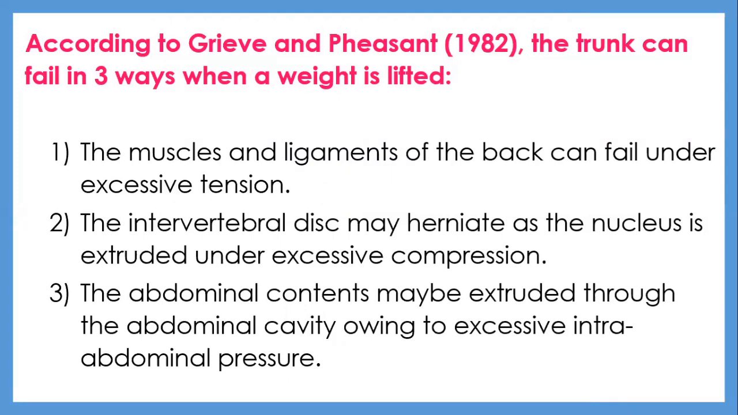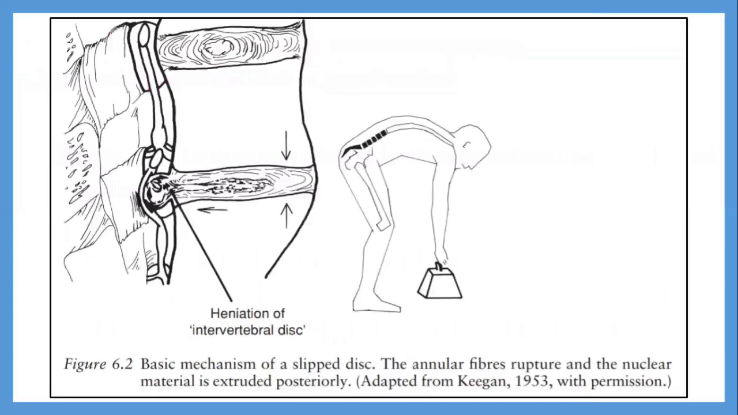Now, as you can see on our figure, this is a basic mechanism of a slipped disc, where the annular fibers rupture and the nuclear material is extruded posteriorly. This is adapted from Keegan, 1953 with permission. This is figure 6.2, and again, like I said earlier, this is the basic mechanism of a slipped disc.